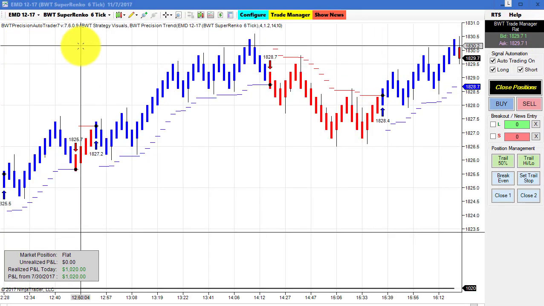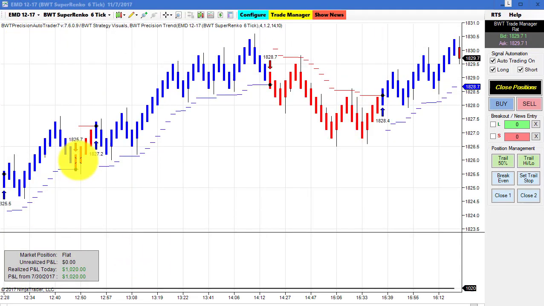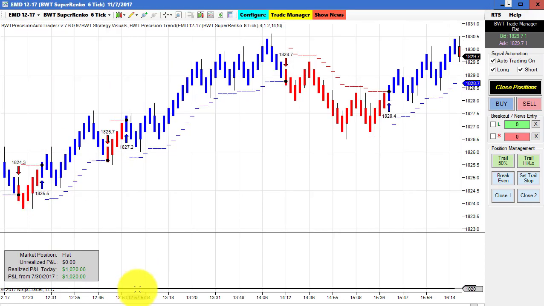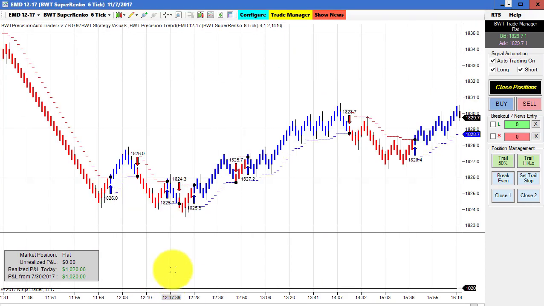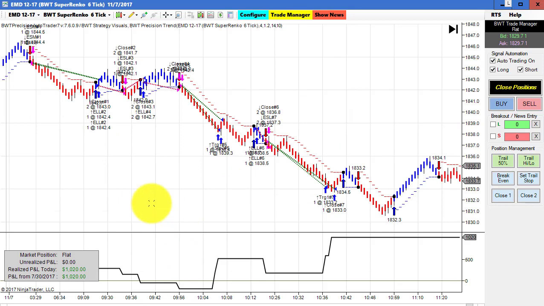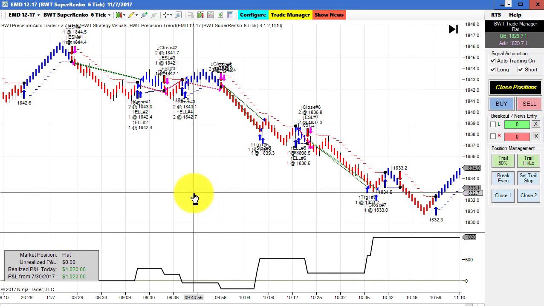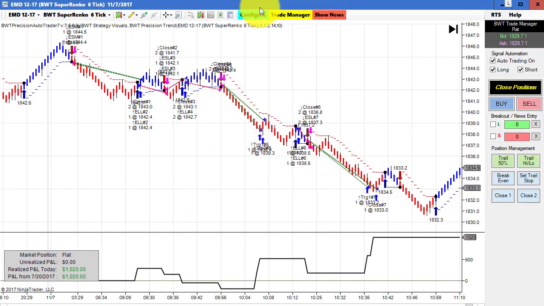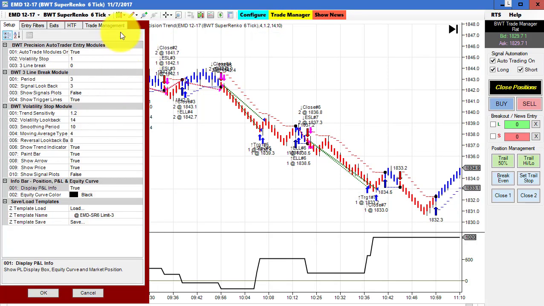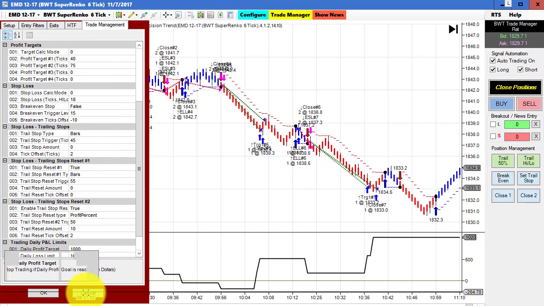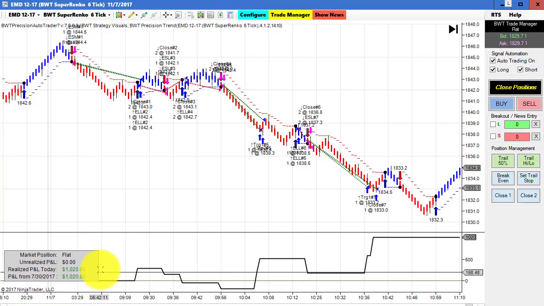So the previous chart was on the Super Renko 14 tick. This is the mid cap on the Super Renko 6 tick, a much faster chart, and this did quite well, doing 1,020 for the day, albeit more trades, but that's the nature of a smaller chart. The goal on this is 1,000, so we also had positive slippage here.